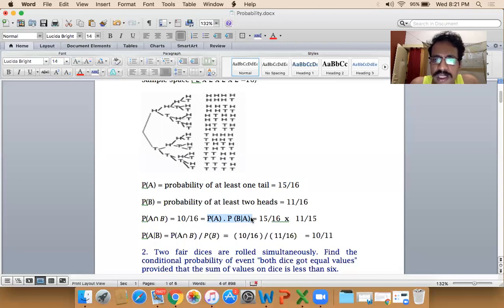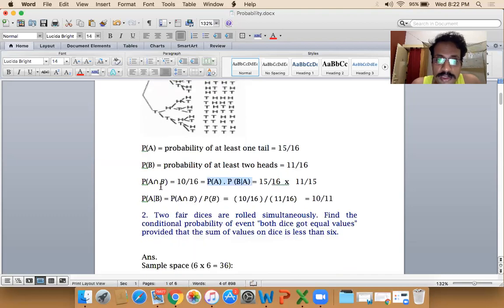So given A, that is at least one tail is there, 11 by 15 are the cases where you have at least 2 heads, given that you have got at least one tail. So there are total 15 cases with at least one tail, out of which 11 are having at least 2 heads. So you got probability of A intersection B.